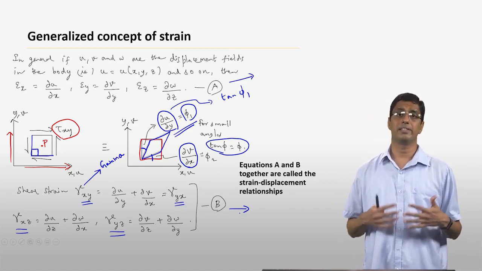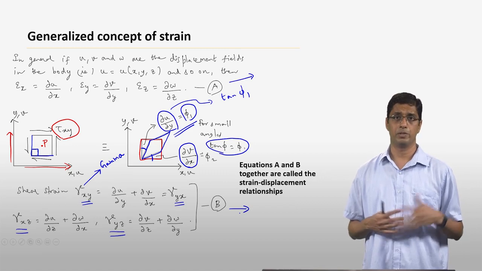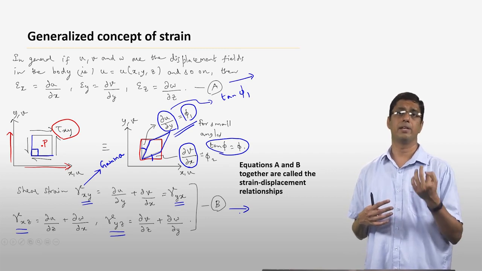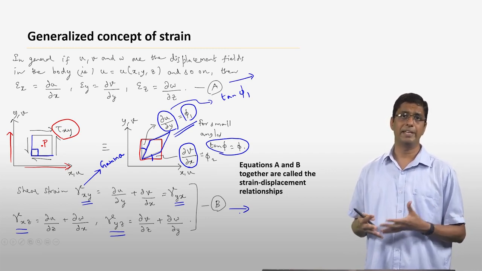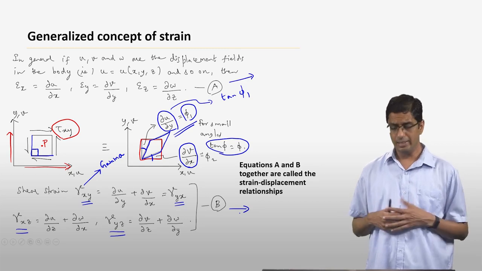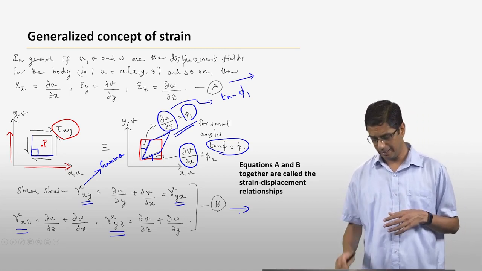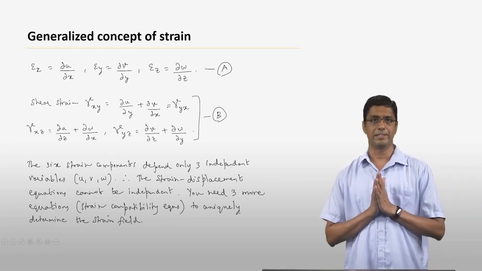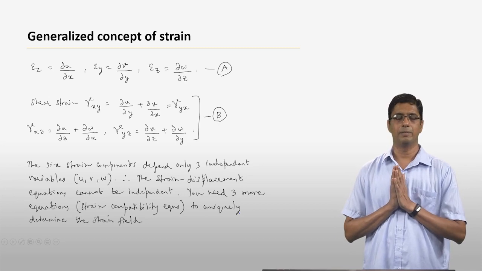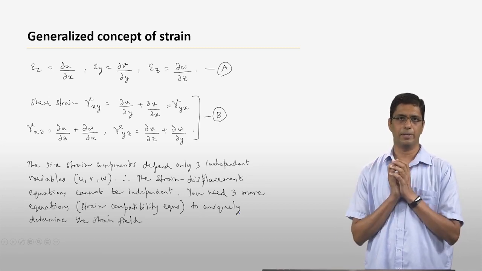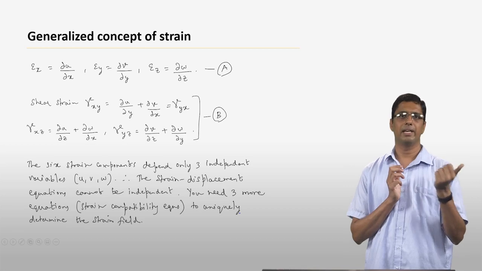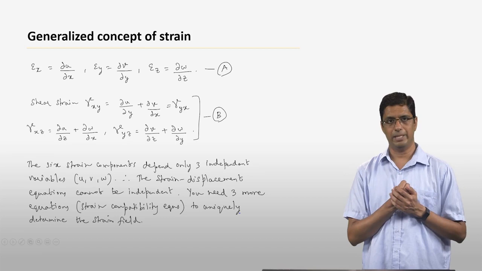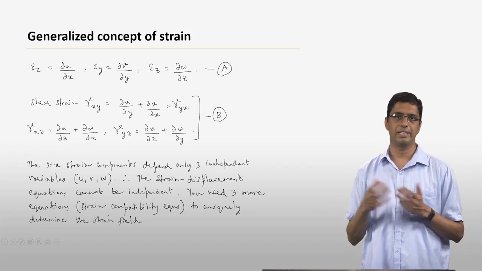Those are what are called the strain displacement relationships. There are 3 independent variables, u, v, and w, which are the displacements at any point, and they can be related to the strain at that point using these relationships given in A and B. If you look at these sets of equations A and B, one thing is kind of odd, because you have these 6 components of strain, epsilon x, epsilon y, epsilon z, gamma xy, gamma xz, and gamma yz. But you have only 3 independent variables, u, v, and w, which are essentially the displacement at a point.